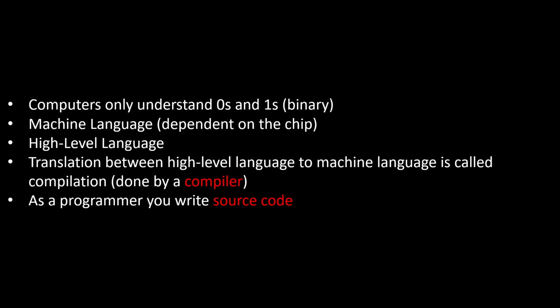So this is called binary, right? Zeros and ones is called binary because there's two symbols. Binary notation. Bi means two. And so we refer to that as machine language. The zeros and ones that the computer understands is called machine language. Now here's the trick. It's chip dependent.